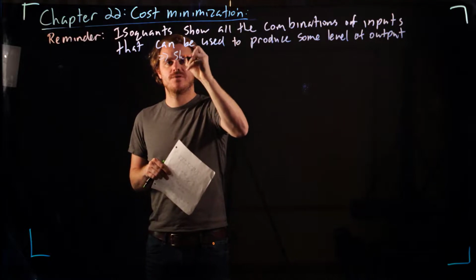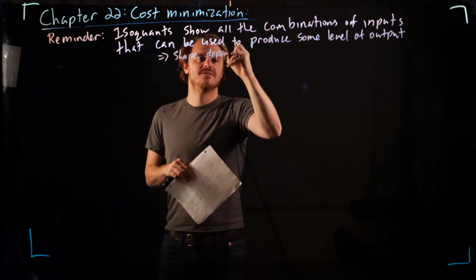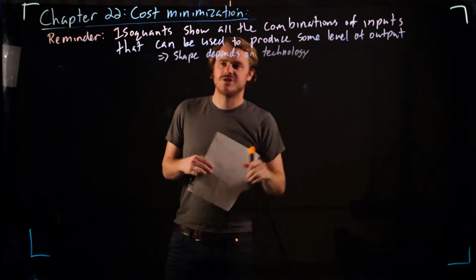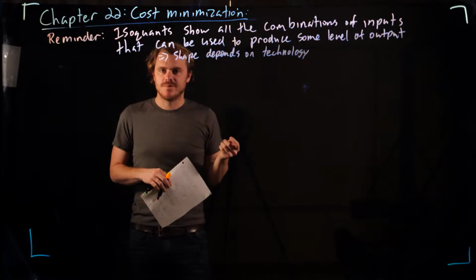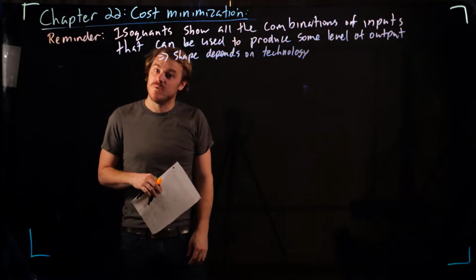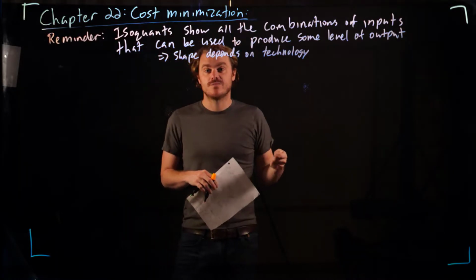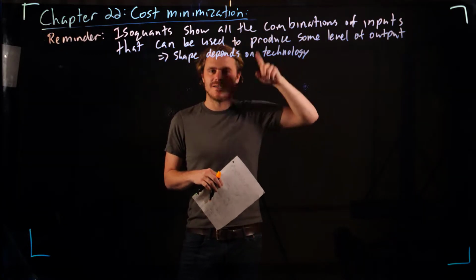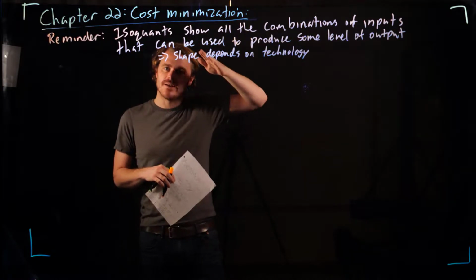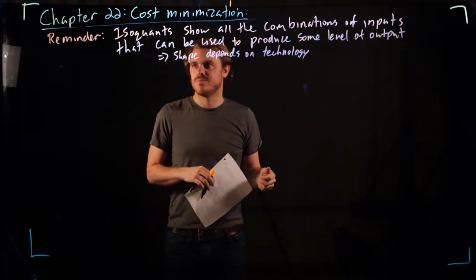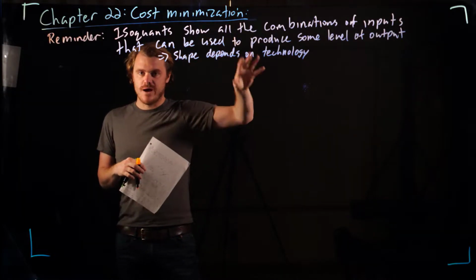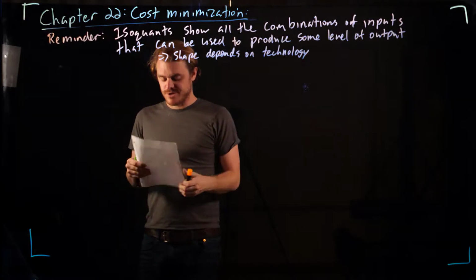So the shape depends on technology, and we saw a few different types. We saw Cobb-Douglas production functions, which have these nice smooth isoquants. We saw perfect complements in production, which have these right-angle isoquants, sometimes called Leontief. And we saw straight line isoquants, which are perfect substitutes in production. So that's what isoquants are, just as a reminder, from a couple chapters ago.